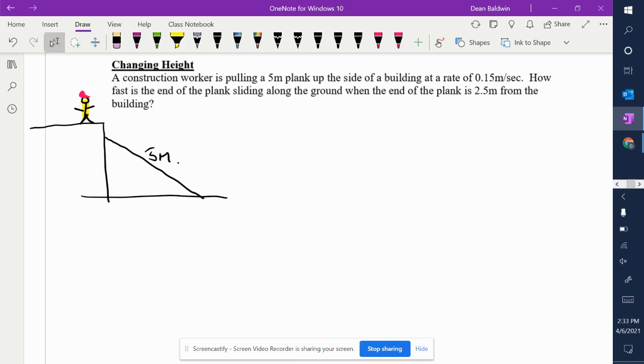Okay. So 5-meter plank up the side of a building. So we should label this as X, Y, and Z, I guess. What do you want X to be? Horizontal. That'll be Y, and this will be Z. Do I mention angles anywhere in here? No, so it's not a trig problem. It's a Pythagorean problem. Then once you write the Pythagorean formula, ask yourself, does anything stay constant? The 5, so then put that in.